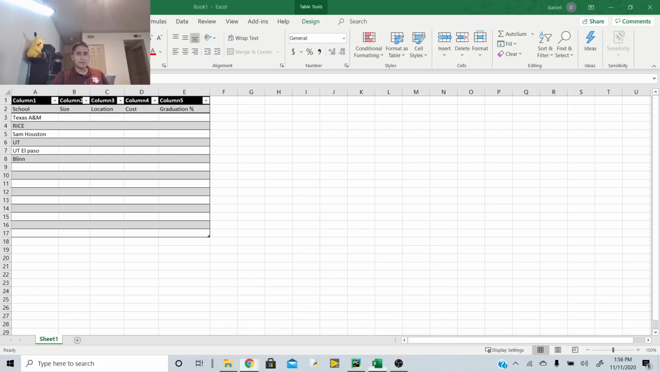I'm going to look up on this side how many students Texas A&M has. So you can search Texas A&M size, and maybe you could have a little column. It has 53,000, so I would say large. We'll say large. Let's look up Rice's size.